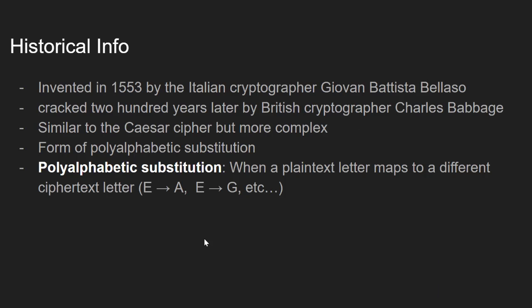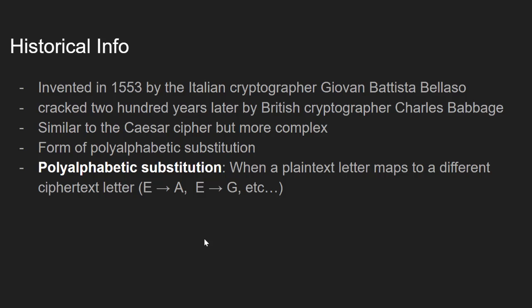Alright, so the Vigenere Cipher was invented in 1553 by the Italian cryptographer Giovanni Battista Balasso, and it was cracked 200 years later by a British cryptographer named Charles Babbage. And the Vigenere Cipher is similar to the Caesar Cipher, which I've made a video on a couple of months ago, so I'll link that video in the cards or in the description below if you want to check it out. And the Vigenere Cipher is also a form of polyalphabetic substitution.